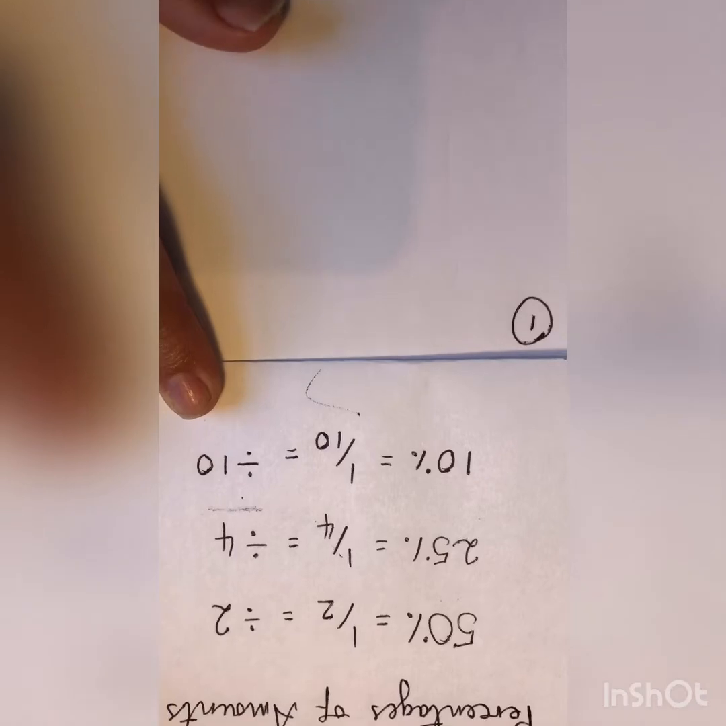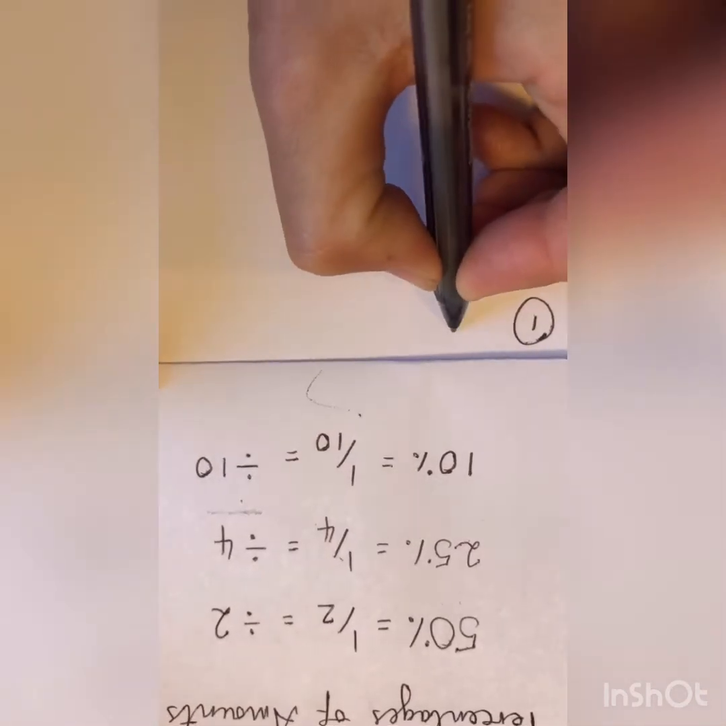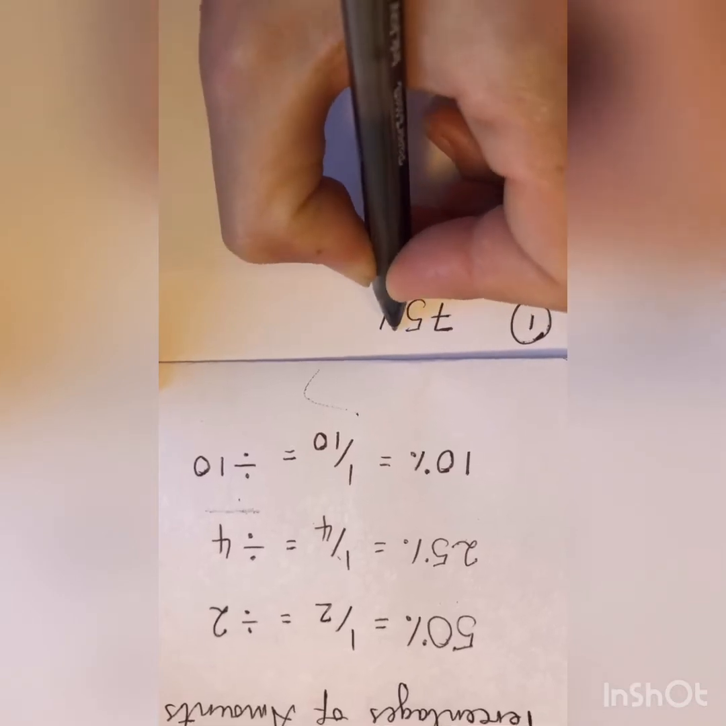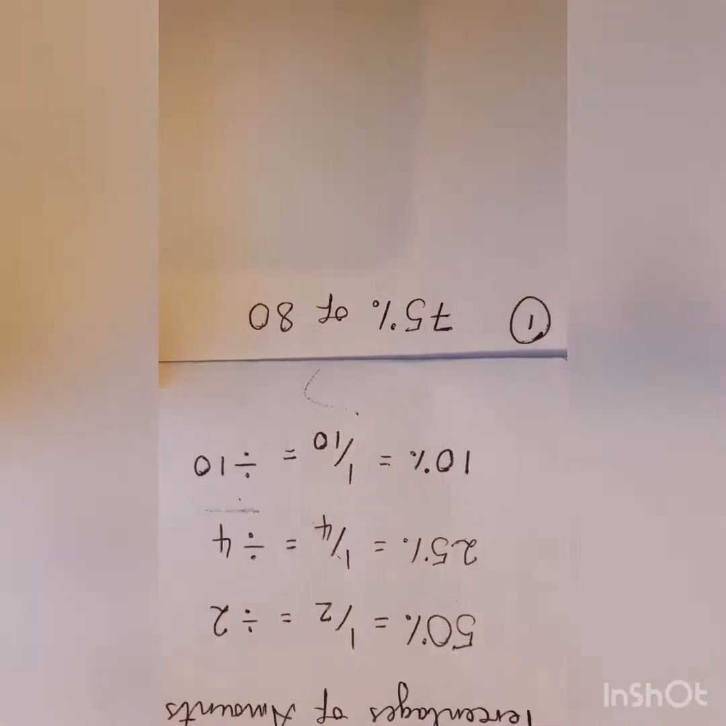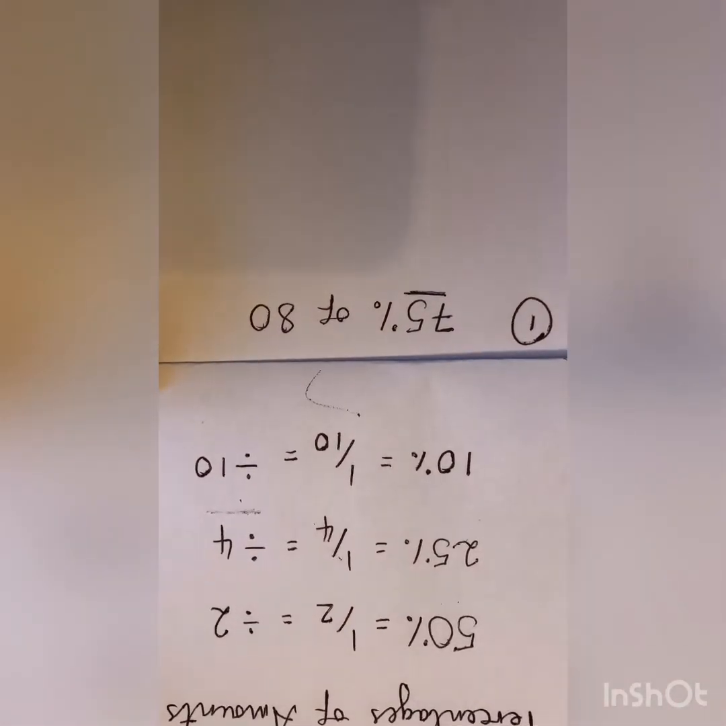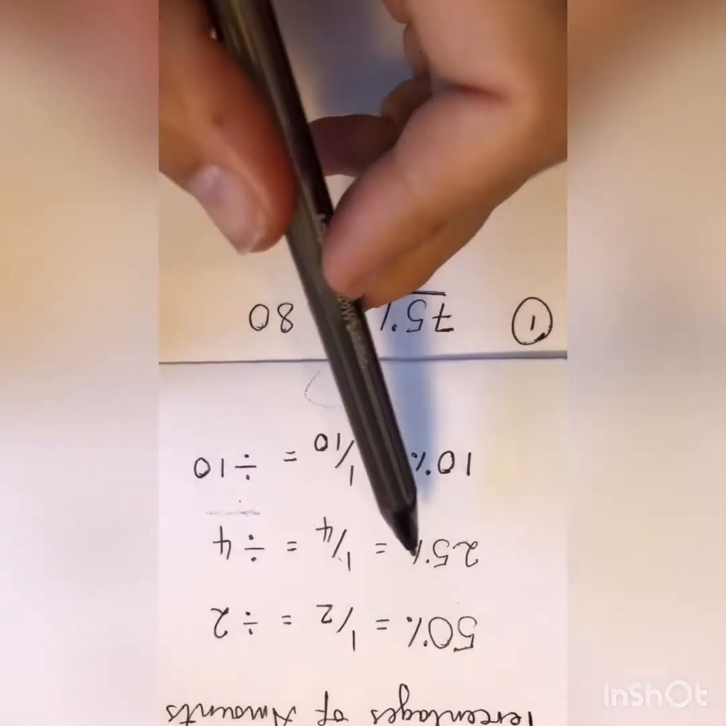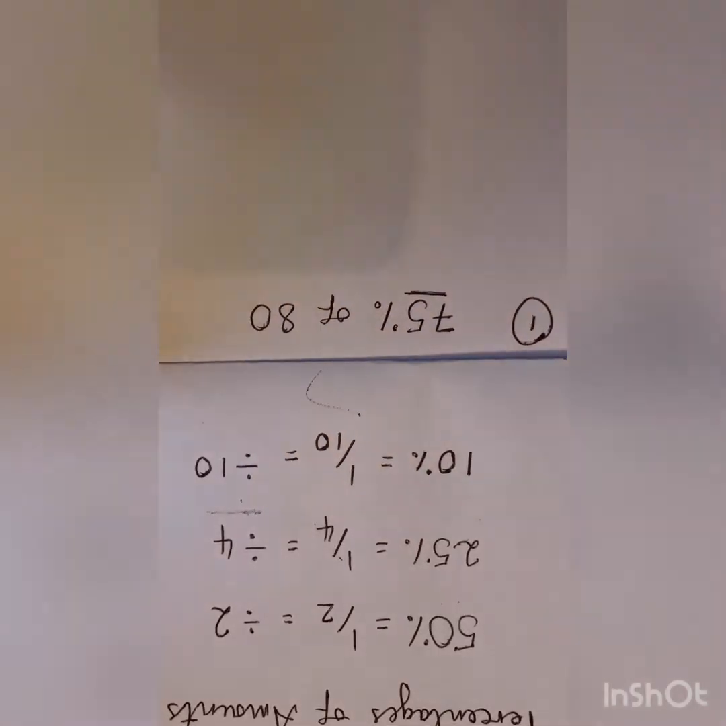Okay, let's look at question 1. So my first question to you, I'd like you to find 75% of 80. Okay, so think about that. 75% of 80. Remember what you have to do first. Look up here for help. And then what you do next. Have a go, and then you can check your answer with me in a second. Press pause.